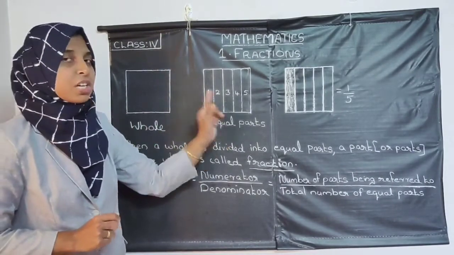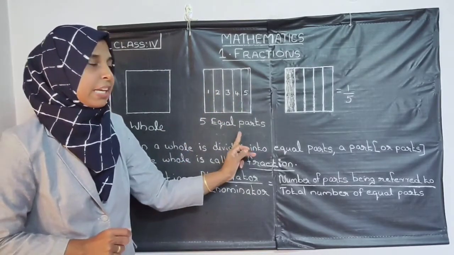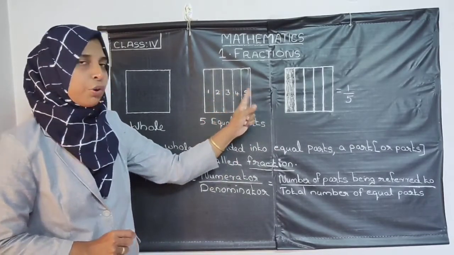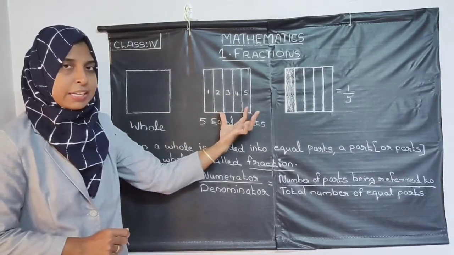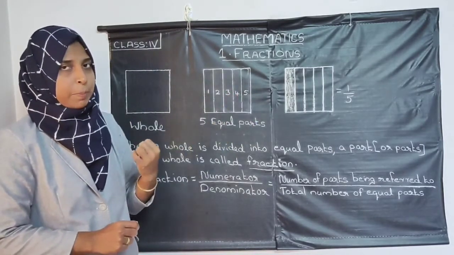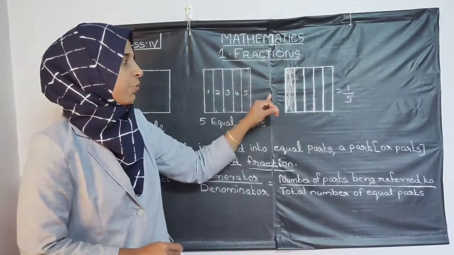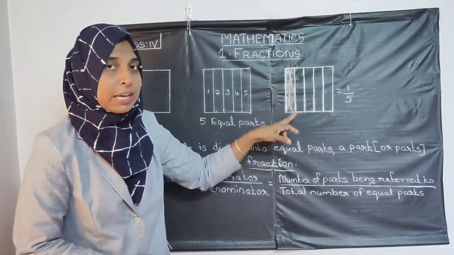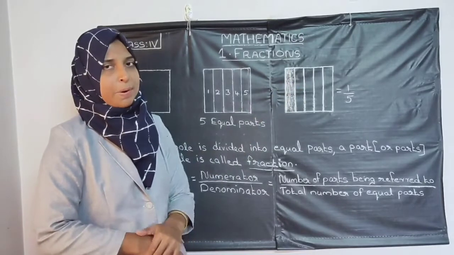And next, this square is divided into 5 equal parts. How many equal parts? 1, 2, 3, 4, 5. This whole square is divided into 5 equal parts in the second picture. Next, third picture. From these 5 equal parts, I have shaded only one part.